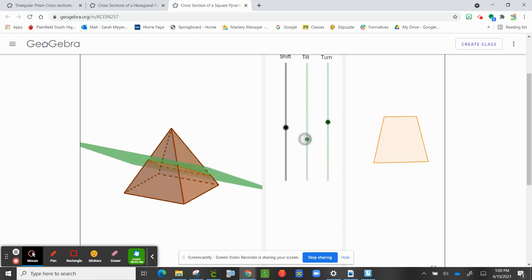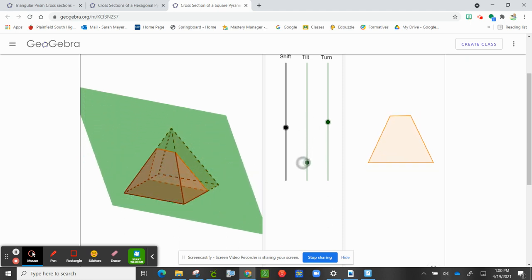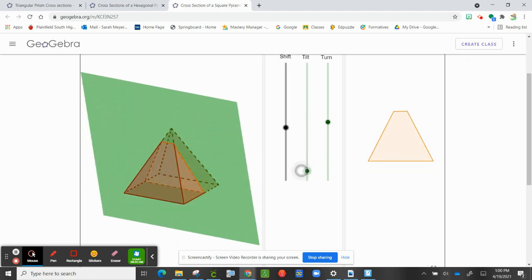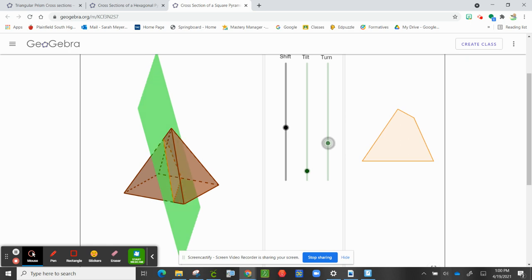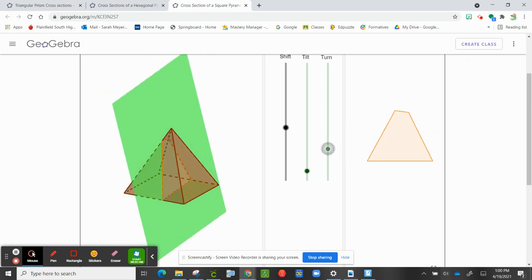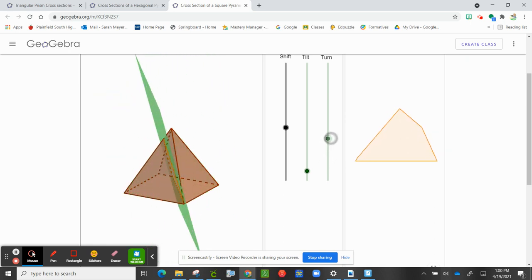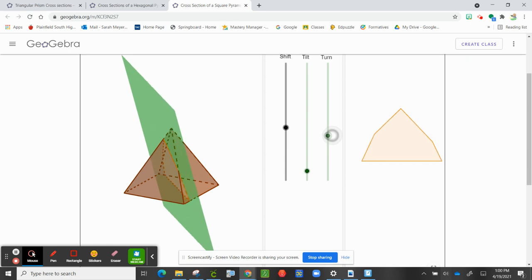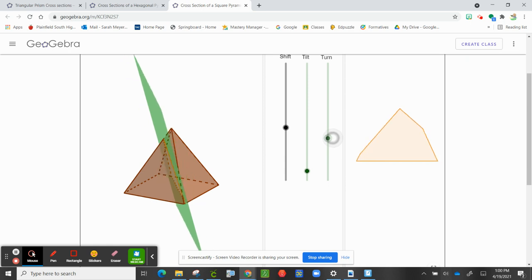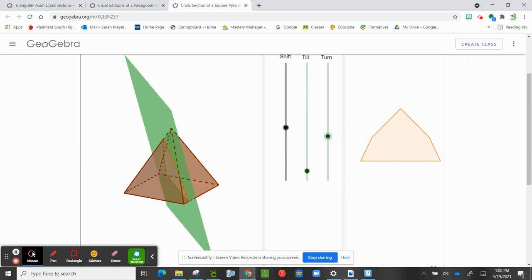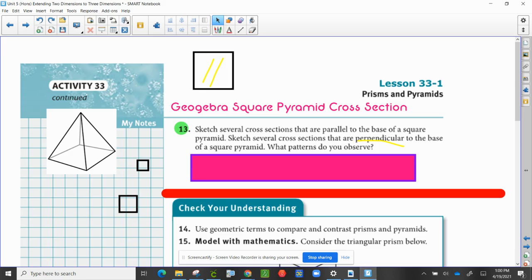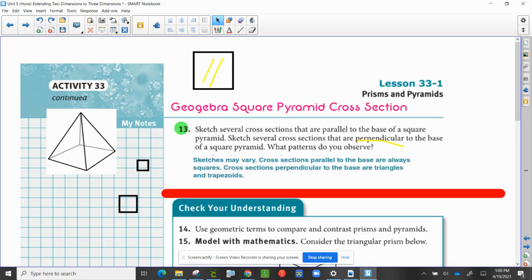Now, if we tilt this to make it perpendicular to the base, you can see we have different shapes, right? We have a trapezoidal shape. If I turn this, more trapezoids. And it's kind of hard to tell, but we should also get a triangle cross section as well. So what patterns do we notice? The cross sections parallel are always squares, because it's going to mimic the base.